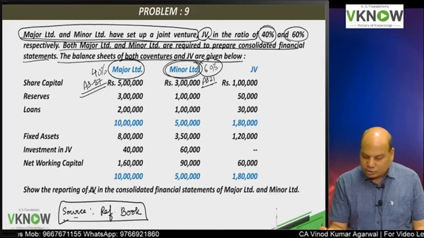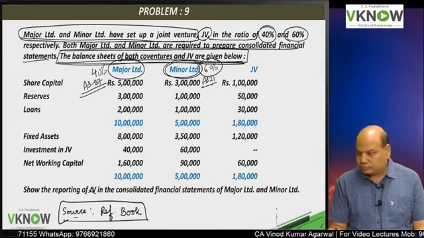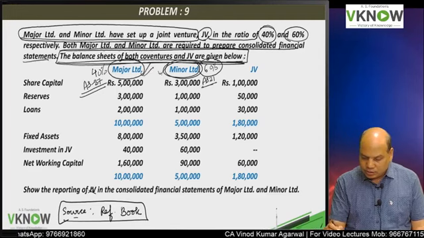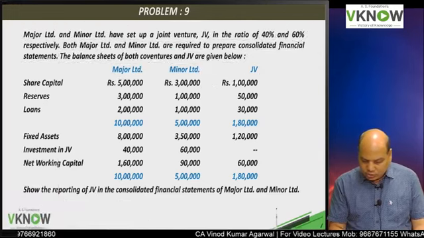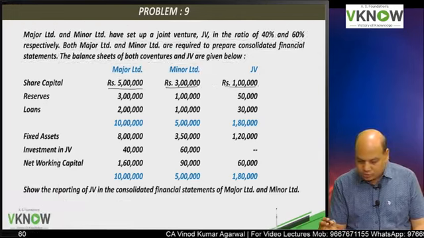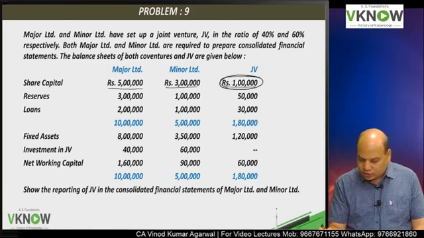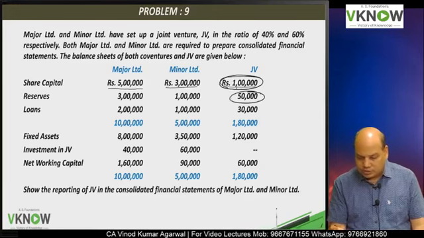The balance sheet of both the co-venturers and the joint venture are given below. So this is the balance sheet of Major, Minor, and the joint venture. Let us look carefully. These are their own share capital, no problem. Share capital of joint venture is 1 lakh. Reserve of joint venture is 50,000.